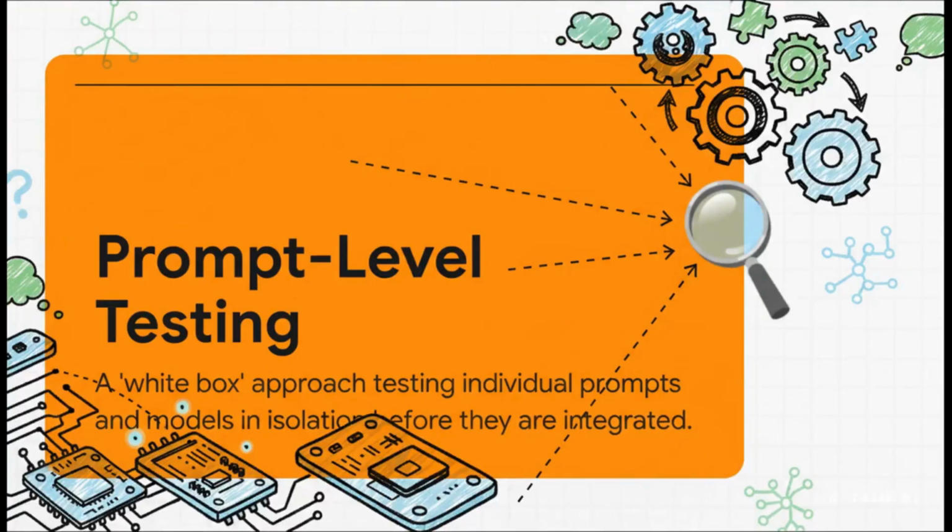This is prompt-level testing. And you can think of it as a white box approach. So instead of testing the final application, you're testing the individual components, the prompts themselves, the different models, the configurations, all in isolation. You have full access to the internal workings. You know, it's a lot like unit testing, but for AI.